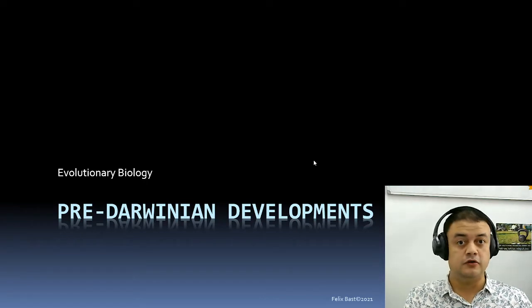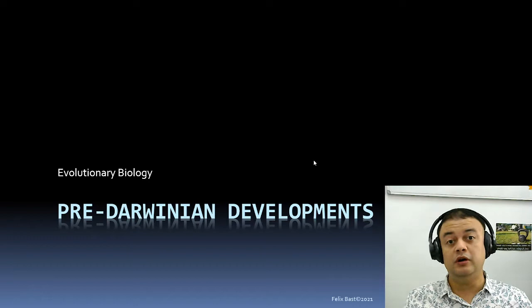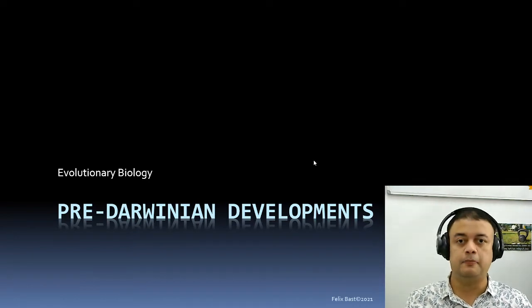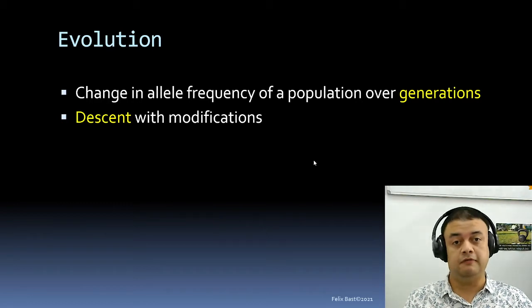Hello, this one is about pre-Darwinian developments, the first unit of the evolutionary biology course. So evolution, as you know, how do you define evolution, evolutionary biology, the process of evolution? There are two accepted forms of definitions.